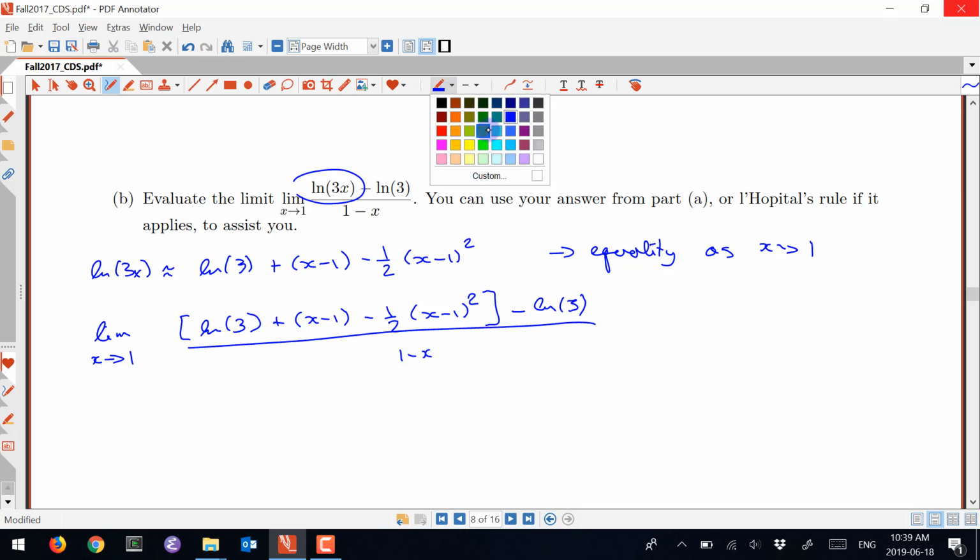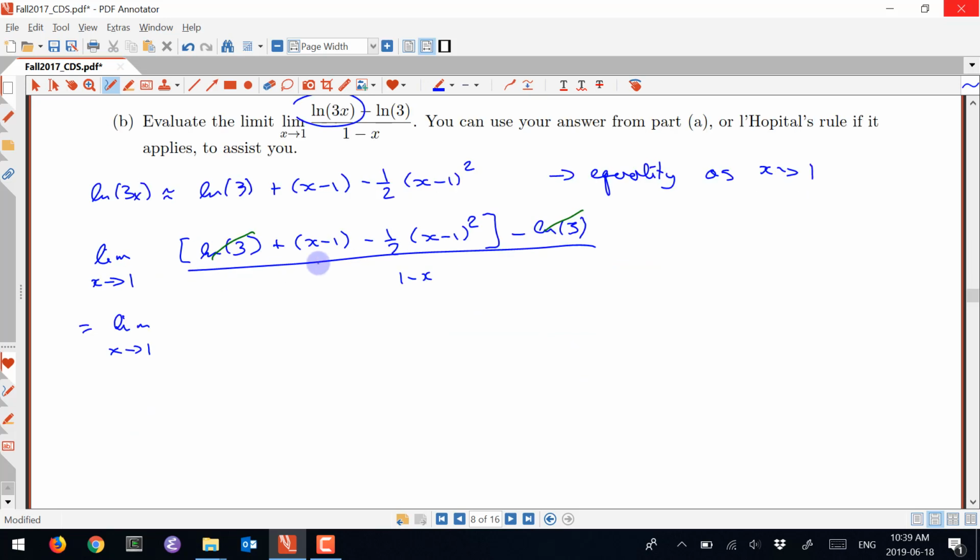Of course, we get some things canceling now. That's what makes it interesting. And when we get done this, we're going to have the limit as x approaches 1 of, let's break this into individual terms, x minus 1 over 1 minus x, minus 1/2 x minus 1 all squared over 1 minus x.